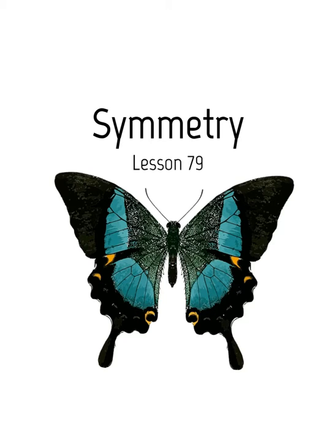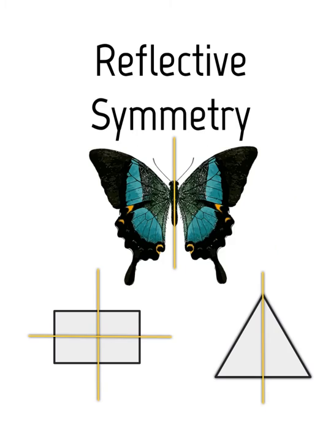Hi guys, this is lesson 79 on symmetry. Oftentimes we can find balance in the appearance and structure of objects and living things, and that is called symmetry. I'm going to give you an example here. One of those things is called reflective symmetry.